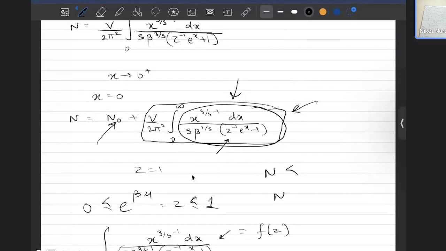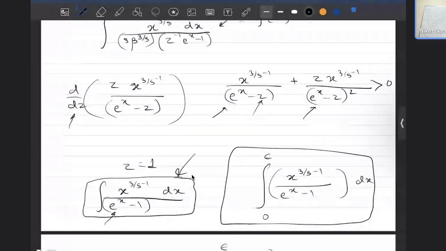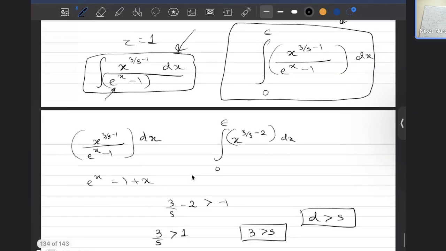So that's what we did. We tried to check the convergence of this integral, and we saw that the major problem will lie at x equal to 0, at x close to 0 only. So that's why we checked only at x close to 0, and we found the condition for Bose-Einstein condensation.